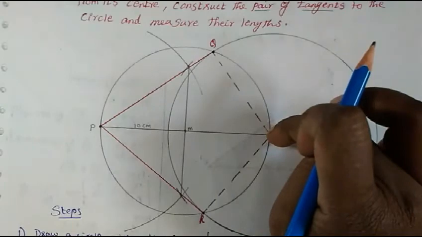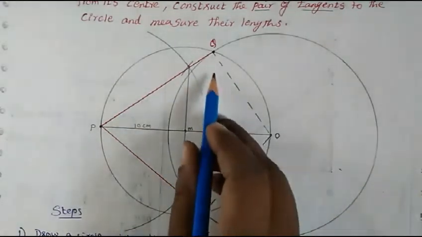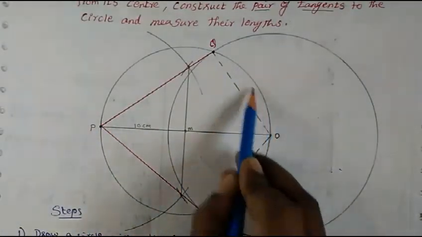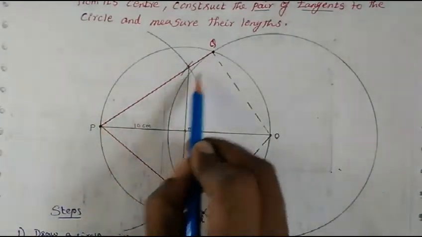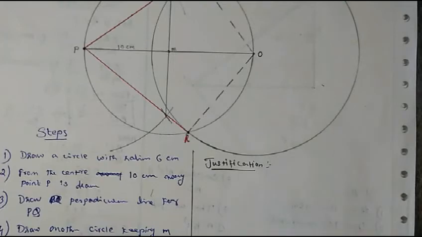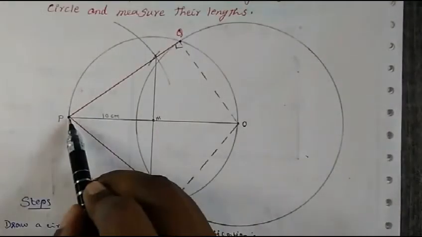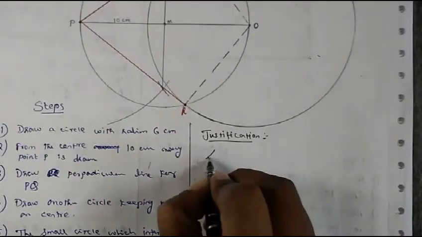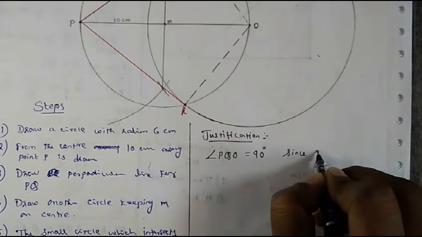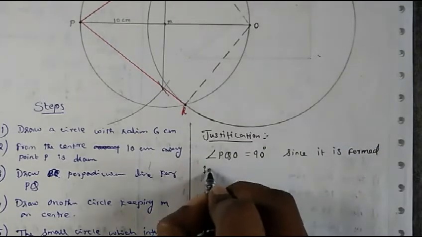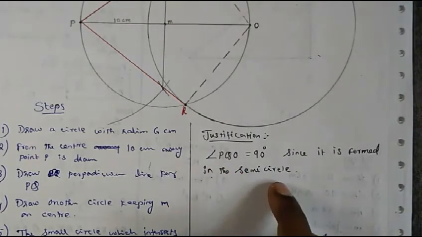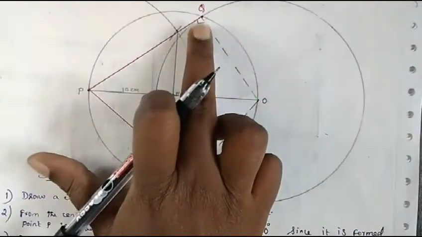So if this is the radius, and you see this small circle, I said in the semicircle. So this you take, this is a semicircle, P, O, and this. So in a semicircle, any angle that is formed will always be 90 degrees. So can we write down that? This is angle PQO. Angle PQO is 90 degrees since it is formed in the semicircle. Okay, so that's one point. This becomes 90 degrees because it is formed inside the semicircle.